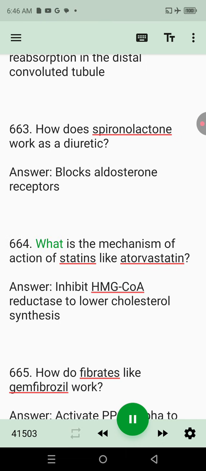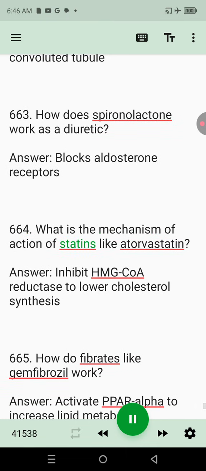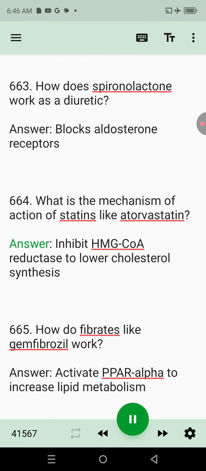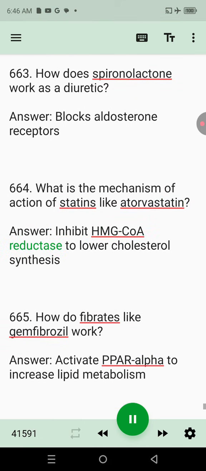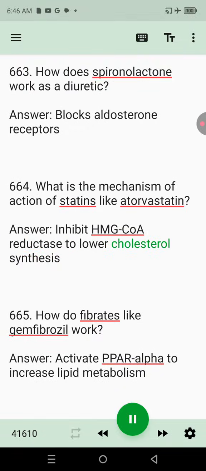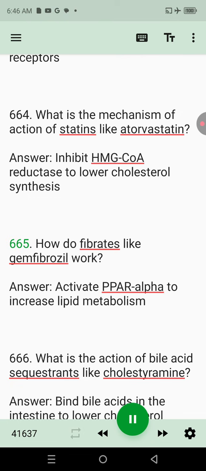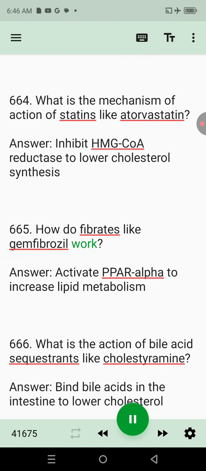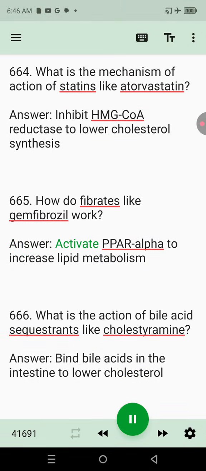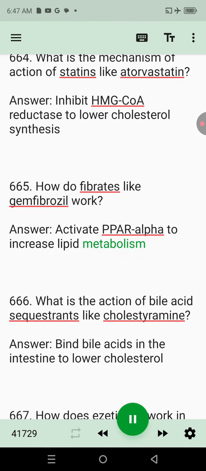664. What is the mechanism of action of statins like atorvastatin? Answer. Inhibit HMG-CoA reductase to lower cholesterol synthesis. 665. How do fibrates like gemfibrozil work? Answer. Activate PPAR alpha to increase lipid metabolism.